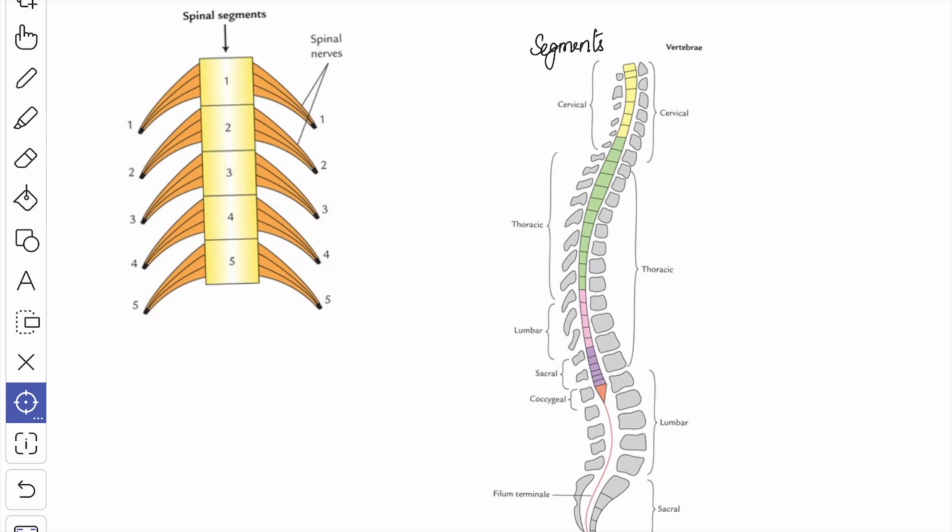In the upper thoracic region, the spinal segments lie 2 vertebrae above. That is, the T5 spinal segment lies at the level of the third thoracic vertebra. In the lower thoracic region, the spinal segments lie 3 vertebrae above. That is, the T10 spinal segment lies at the level of the 7th thoracic vertebra.